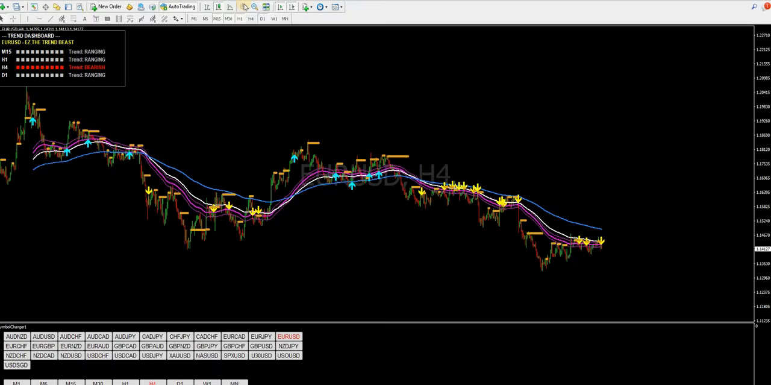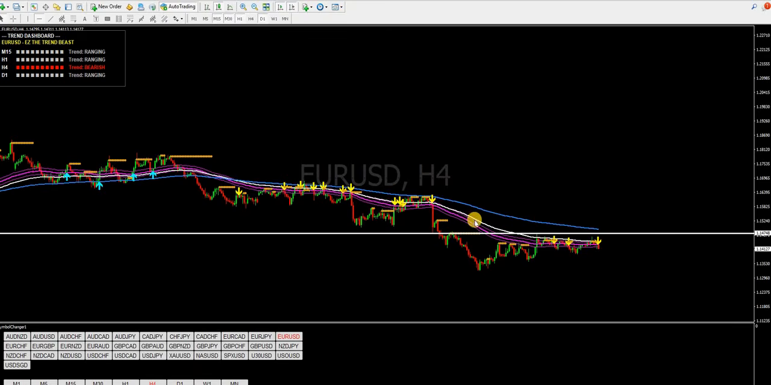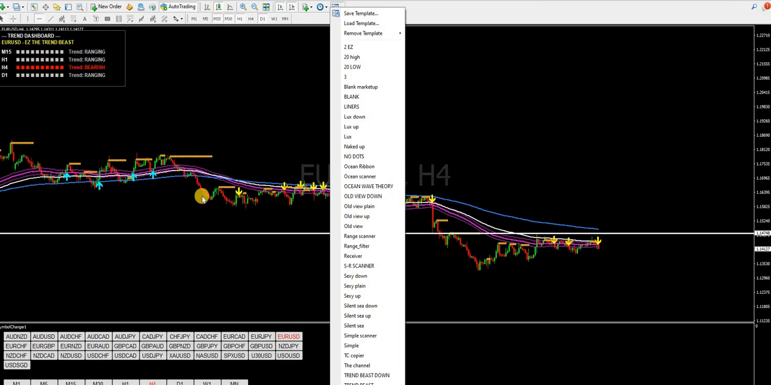So therefore, I'm going to be a seller. Also, I see this, and this is Euro USD. See that? It's sitting right here. I'm going to be a seller personally, and you can see the dashboard saying seller as well on the 4-hour.